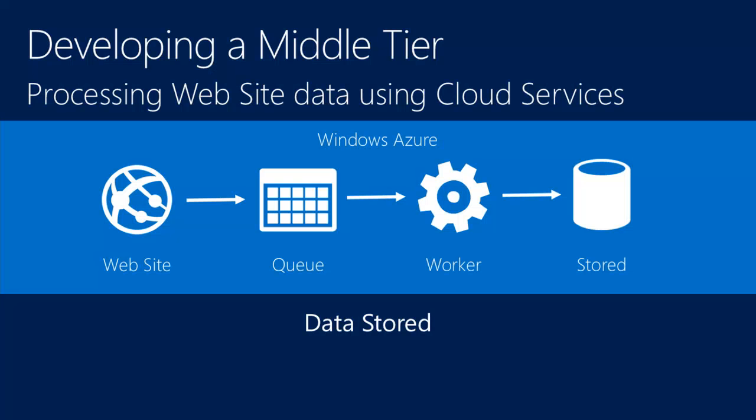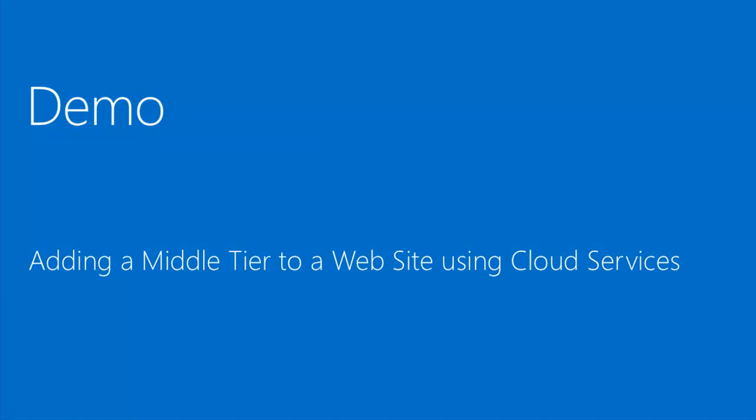So rather than just go from website to the database, I'm going to add a middle tier. Does this sound familiar to anybody? Anybody had to do this before? Add queuing, middle tiers, MSMQ, something like that? Okay. We're going to do something very similar to that. We're going to add a middle tier to this application using cloud services.